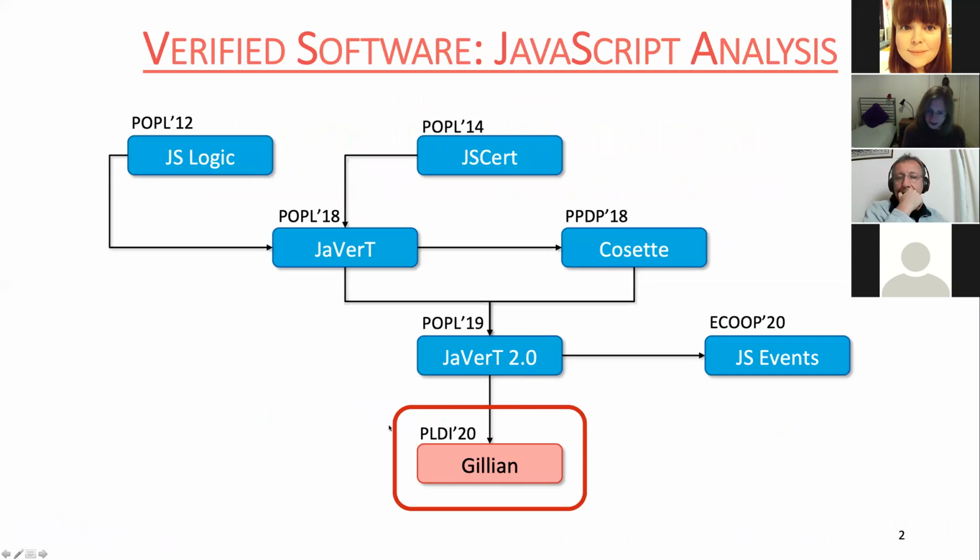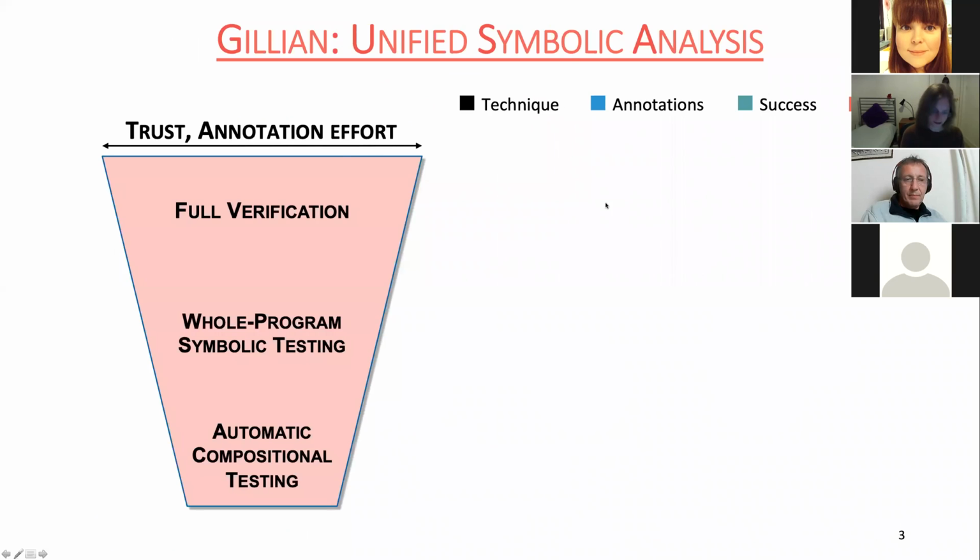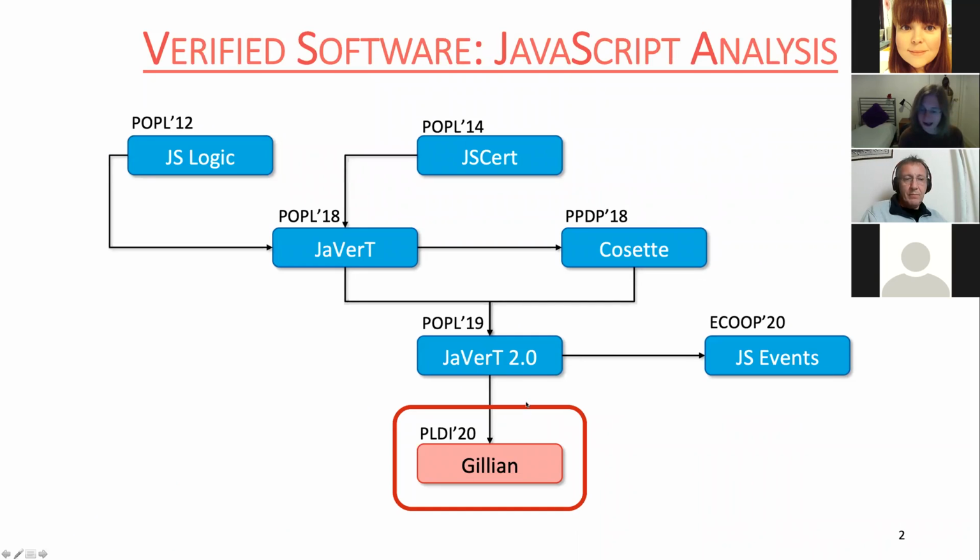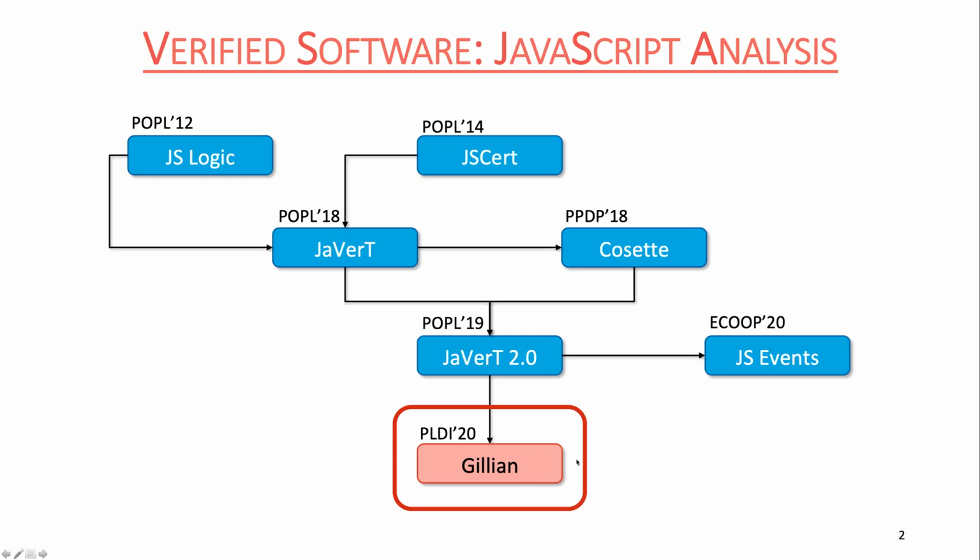I'm going to be talking about GILLIAN, which is this analysis platform for many languages. And we've only just published that work this year. However, it's based on lots of work that we've done on JavaScript analysis, and we've now moved to this many-language platform, very much inspired by what we did previously with JavaScript.